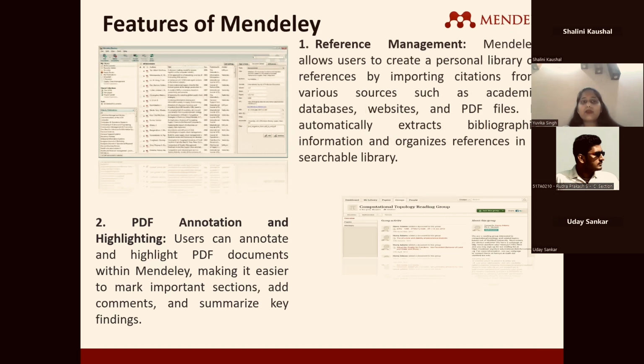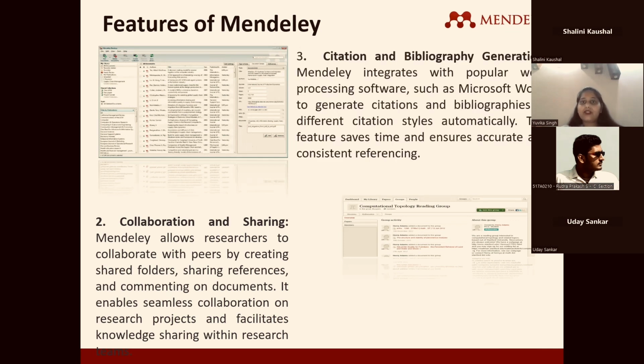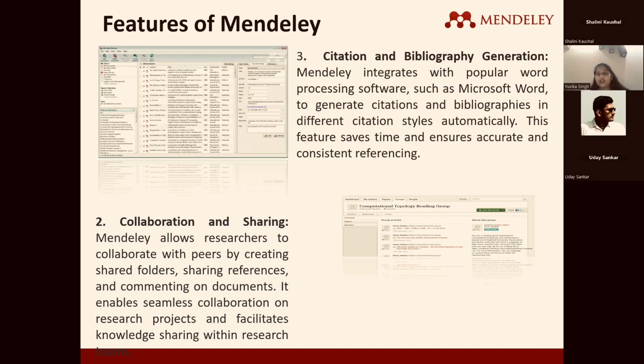We discussed different features last time: how it acts as a library, how we can go with the annotations and highlighting of the different files within it, and how it can be used for collaboration. You can share research papers or articles with your networks, your colleagues and your friends in your library, and you can cite and go for the bibliography generation, right?